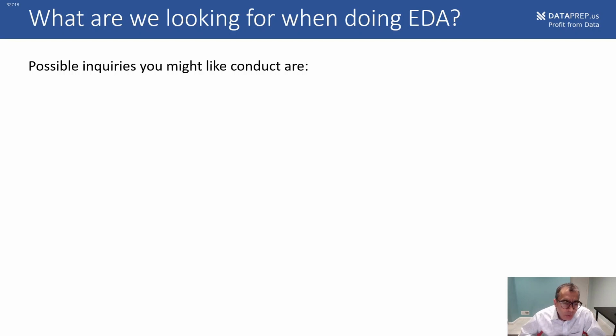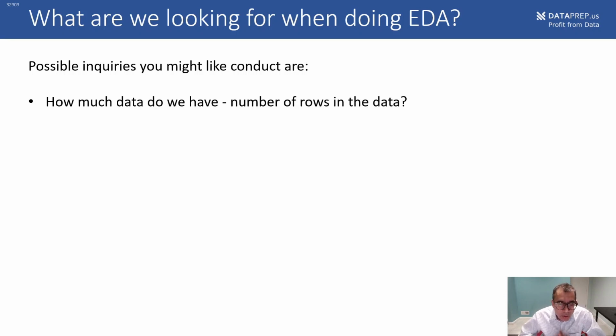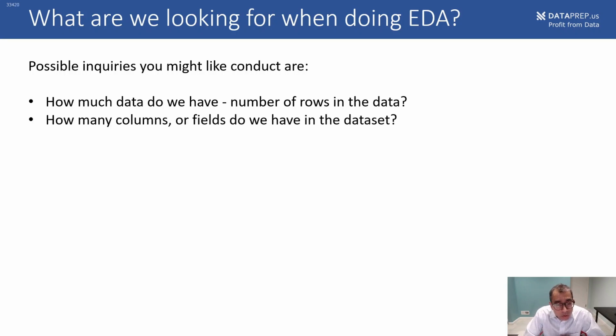So the possible inquiries that you might like to conduct include several. For example, the first thing you would like to do is know how much data you have. How many rows are there in the data? Because generally the way the data is organized is that every row is a single observation. So you want to know how many data points you have, and that is given to you by the number of rows. You also would like to know how many columns, or how many fields or variables or features, you have in the data set.